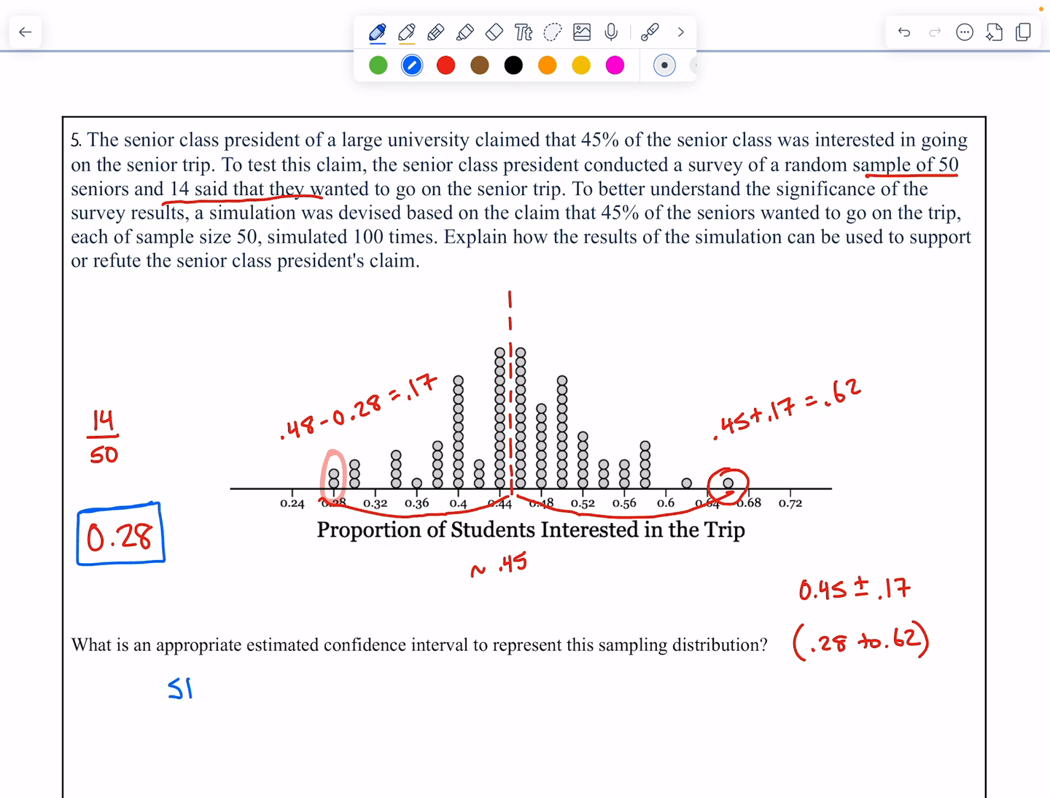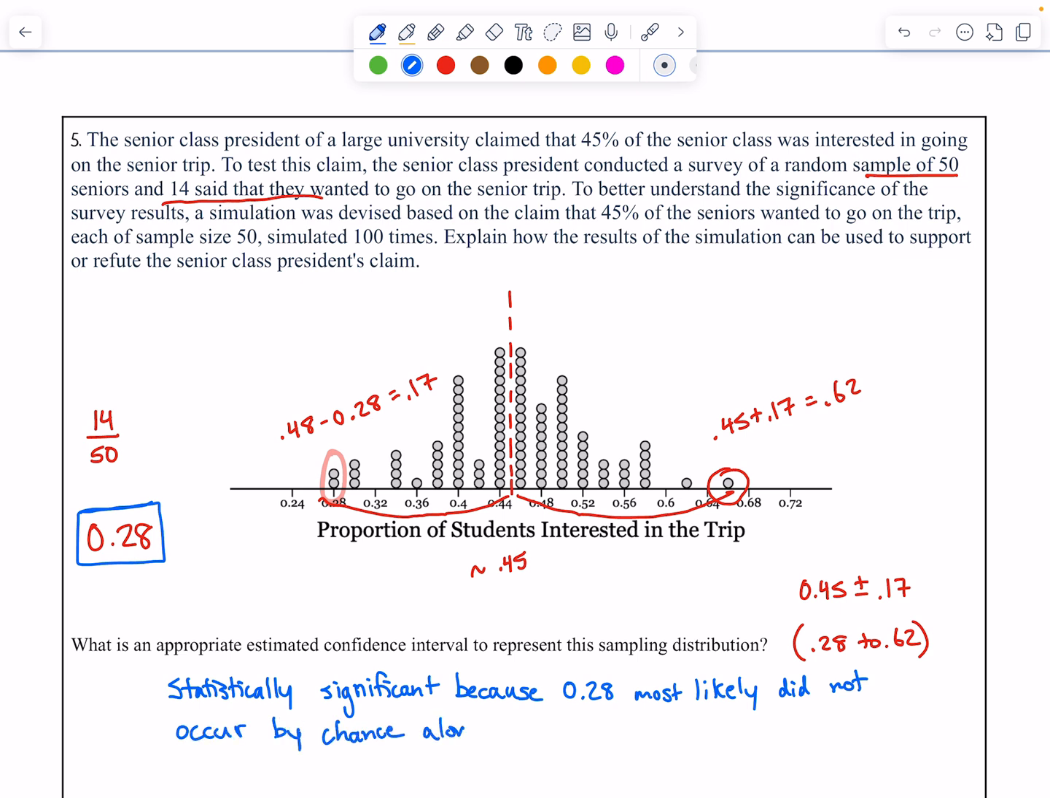So we would say that is statistically significant because 0.28 most likely did not occur by chance alone, or randomly. Because it's way over here, and there were only 2 out of 100 times that this was simulated. So that is it for our practice quiz number 10.